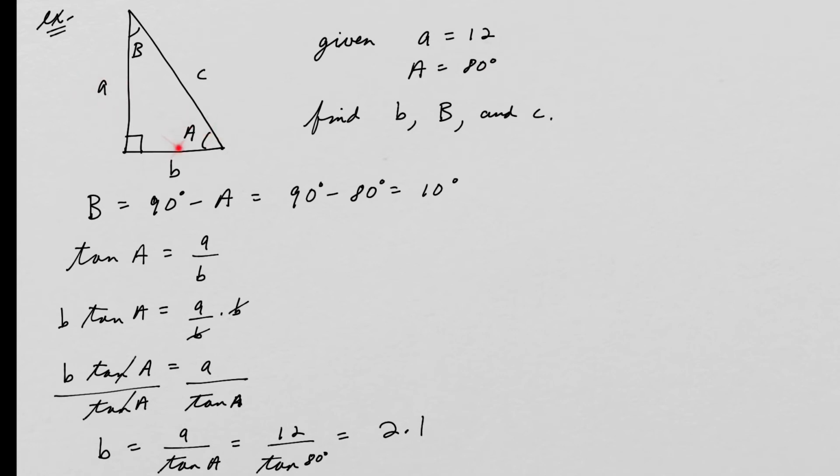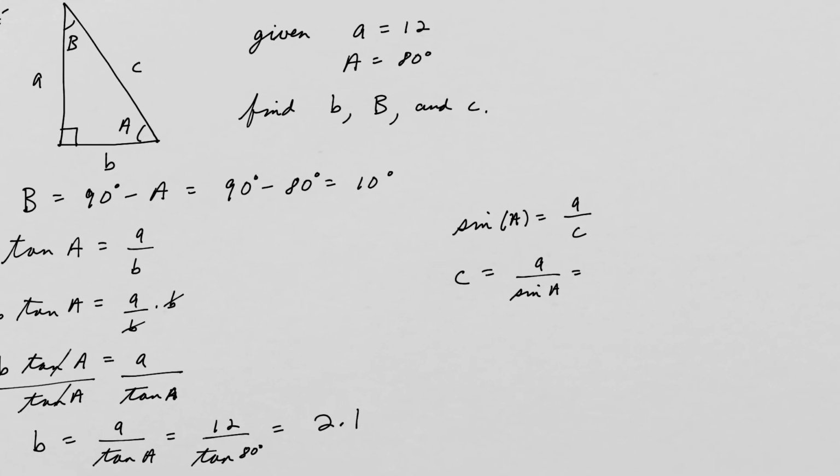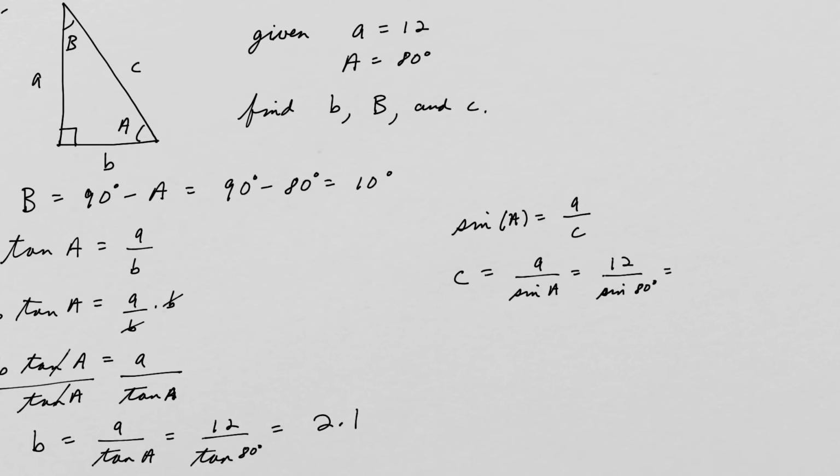So if I know angle A, 80 degrees, I know the side opposite, and I want to know C, remember C is the hypotenuse, then I could use the trig function. So what trig function relates opposite and hypotenuse? That's sine. So I could say that I know that sine of A has to be A over C. And if you solve this for C, you're going to find that C is equal to little a over sine of angle A. And if I plug in, I'm going to have 12 over sine of 80 degrees. And that turns out to be around 12.2.